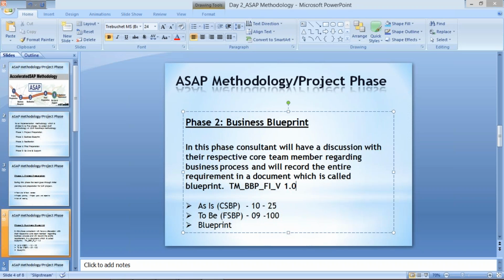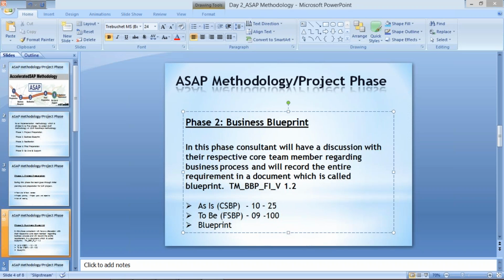Now the second time, what will happen? The first time the client suggested certain changes, we made those changes, and the second time we are going to send it. So the second time the same document name will be there, but the version will be changed, version 1.1. Now the second time also the client found some more small mistakes and sent it back to us. So we made some more changes and we are going to send it, and the third time the version changed, and this is called version 1.2. So this version got approved.